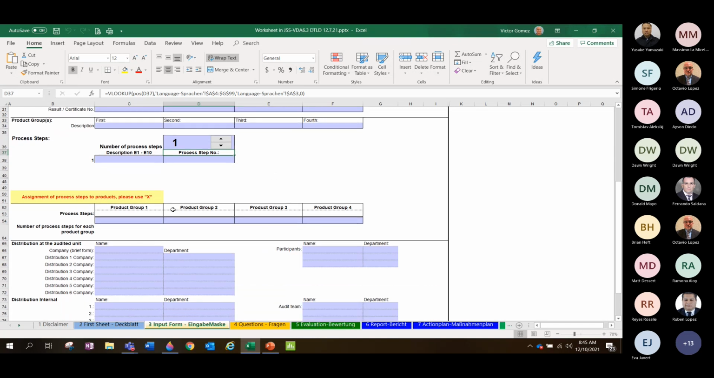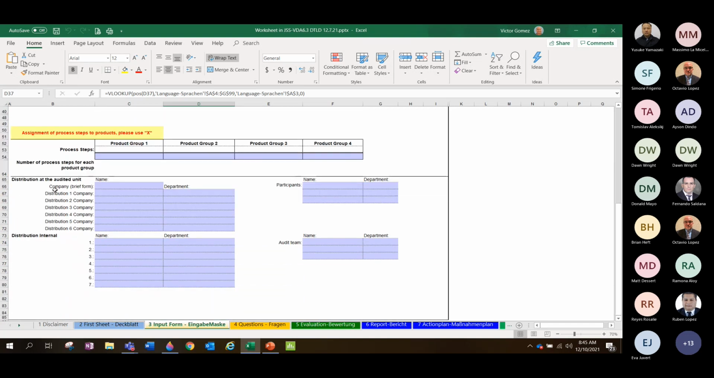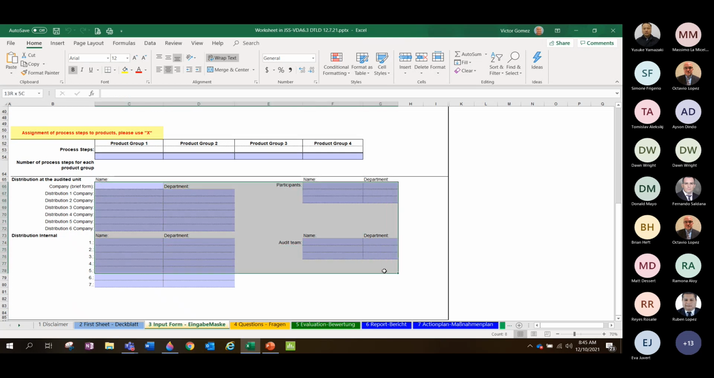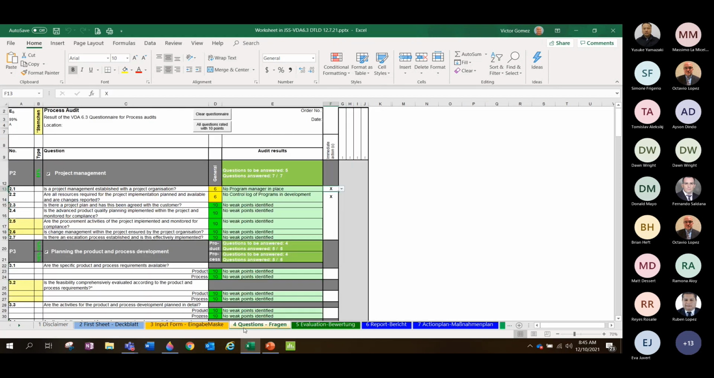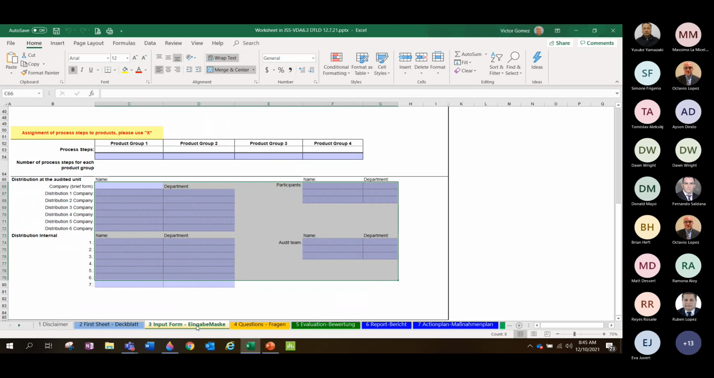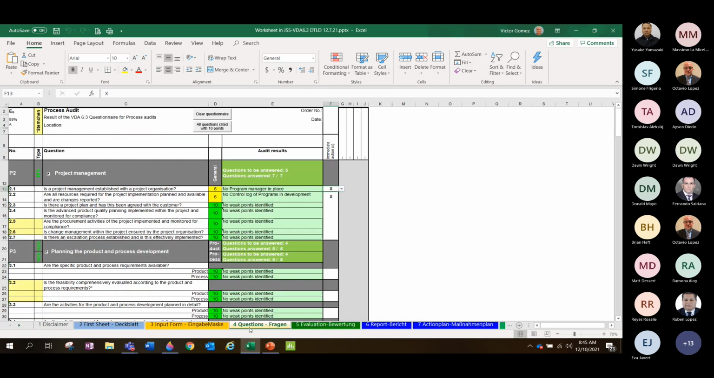And here is a breakdown of the processes, and under it additional information on the participants and the people that had to be, or were, included during the audit. So that's page 2, right? Yeah, page number 3. Oh, that was page number 3. I'm sorry, page number 3 and page number 4.